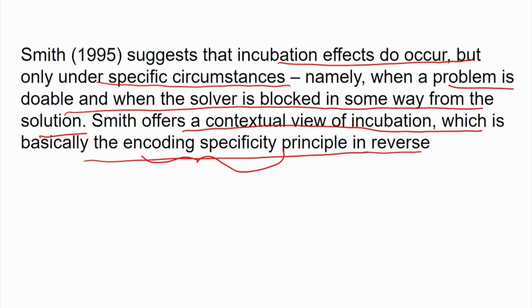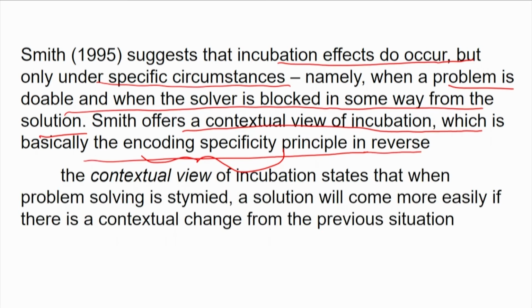So, insight as a solution to a problem occurs only when you change the context. If the same context is there, people will be thinking in the same manner. So, if you change the context, the thinking changes, the restructuring of the problem occurs, or a new line of thinking arrives, and because of this new line of thinking, the solutions can appear, and this is what Smith's 1995 contextual view is all about. So, the contextual view of incubation states that when problem solving is timed, the solution will come more easily if there is a contextual change, and that is what I was trying to tell you.